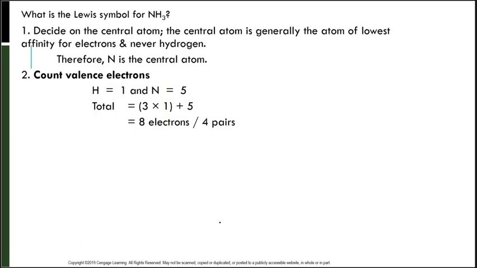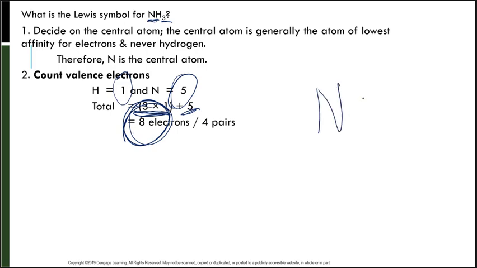Let's draw the Lewis structure for NH3. So we've got nitrogen as our central atom. Again, it's listed first. We're going to go with that, and there's 3 H's that are going to be surrounding it. Let's figure out how many valence electrons we're dealing with. Nitrogen, found on the periodic table, has 5 valence electrons. Each hydrogen has 1, so we're going to do 1 times 3, so that's 3 plus 5, so we have 8 electrons that we need to show.